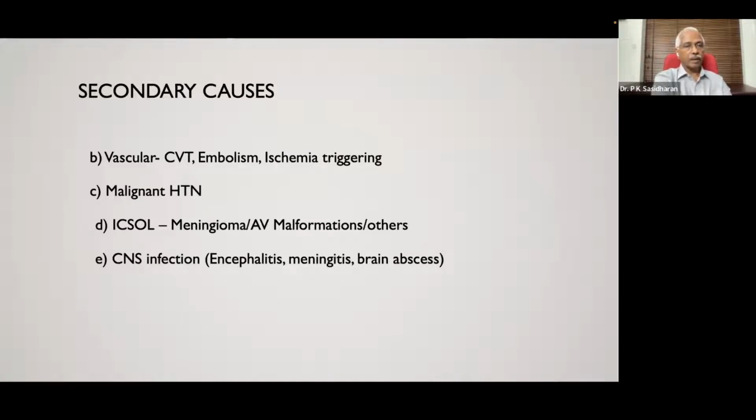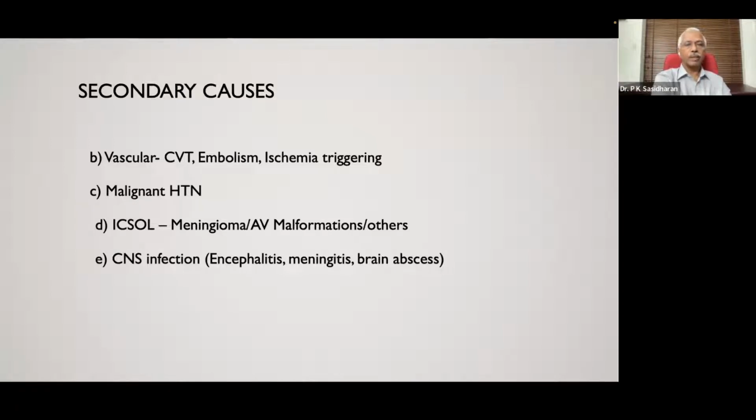Now, don't forget malignant hypertension. These may manifest, come with generalized tonic-clonic seizures. And if you forget to look at the blood pressure and fundus changes, you will miss it. And sometimes patients with the seizures may have a reactive hypertension, and high blood pressure alone is not enough. The fundus changes are also equally important to diagnose malignant hypertension as the cause for a secondary seizure.